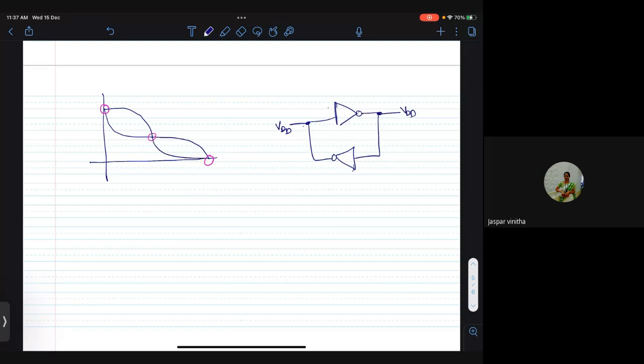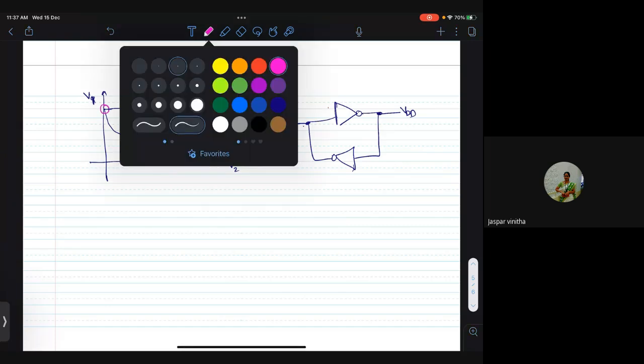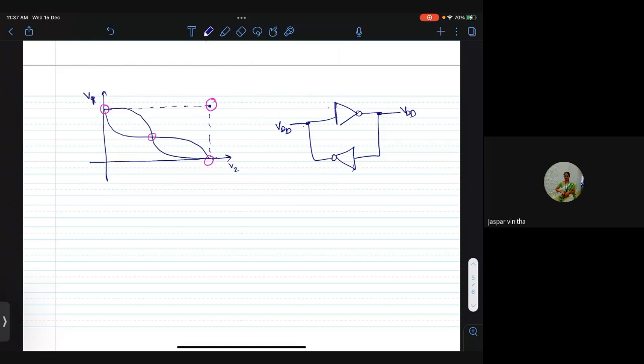Okay, so what we are doing is, we are initializing the circuit at, or let's say V1 and V2, V1 and V2 both at VDD. So basically we are initializing the circuit at this location, which is not a defined, not a stable state. Right? This is where we are initializing the circuit by keeping both the nodes at VDD.